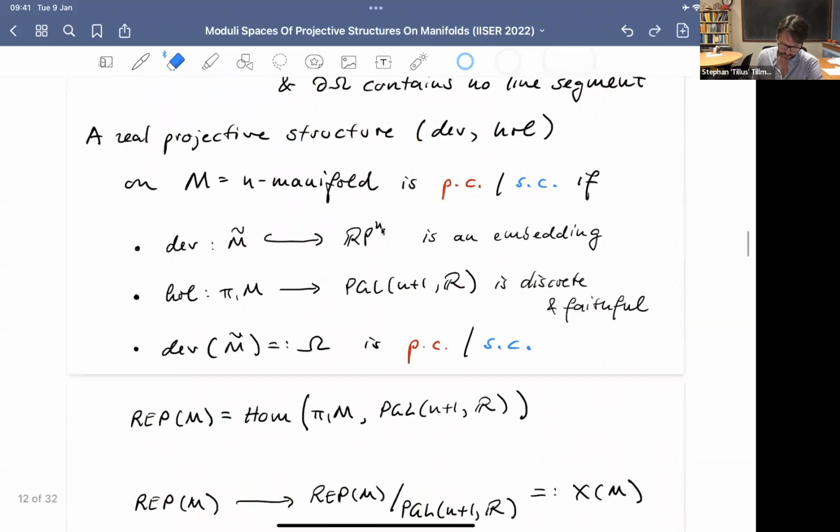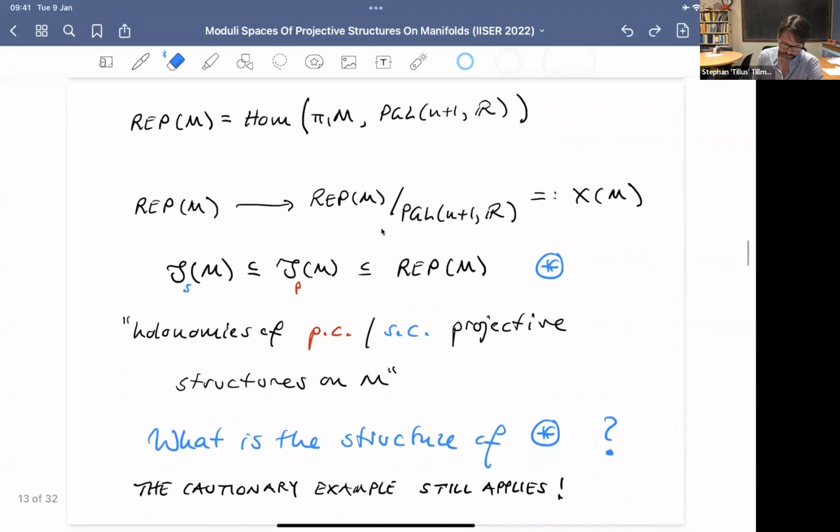Okay. And so then I look at the set of all representations, these homomorphisms of the fundamental group into PGL(n+1, R). And one thing we also like to do sometimes is to take the quotient by conjugation. I call this the character variety. Although strictly speaking, you might be unhappy that I don't take the algebraic geometric quotient here. To keep things simple, I just take the quotient.